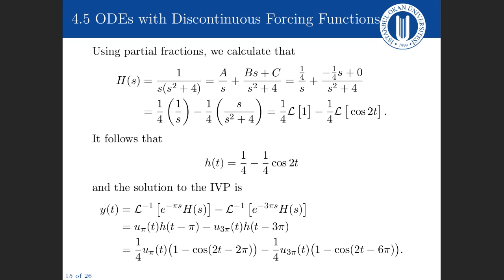Substituting the formula for small h, we get 1/4 u pi multiplied by 1 minus, and then it's not cos 2t because we're shifting, it's cos 2 multiplied by t minus pi, or cos 2t minus 2 pi, and then minus 1/4 u3 pi, and then 1 minus cos, and it's not 2t because we're shifting, it's 2 multiplied by open bracket t minus 3 pi, or 2t minus 6 pi.